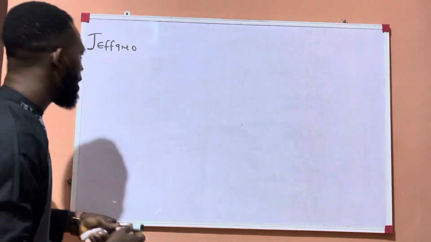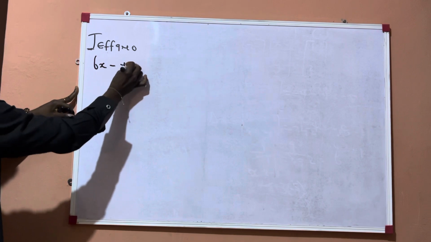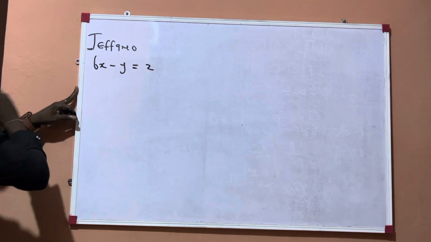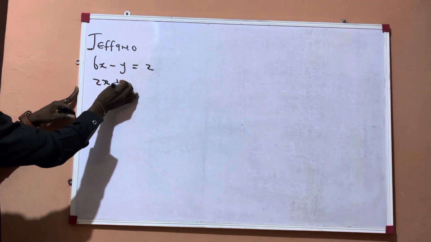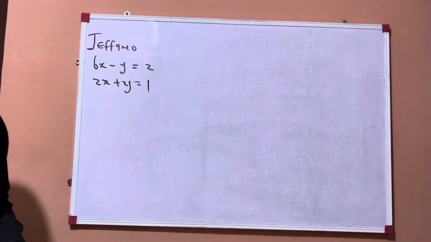Don't forget to share. Now, question number 2 says, I have 6x minus y equal to 2, and then I have 2x plus 2y equal to 1. Now, we are also applying matrix method in solving this problem.